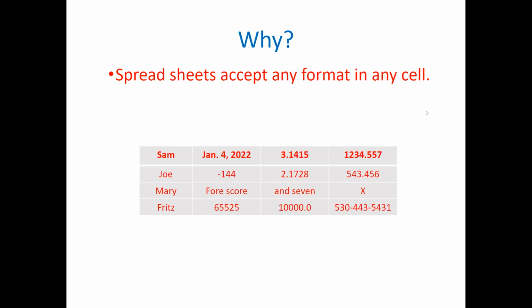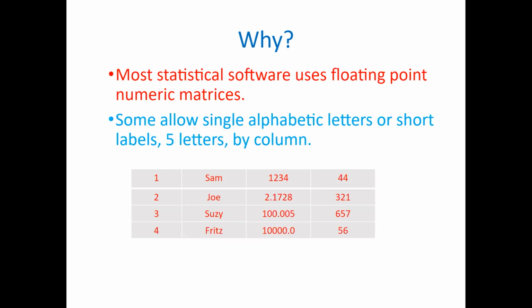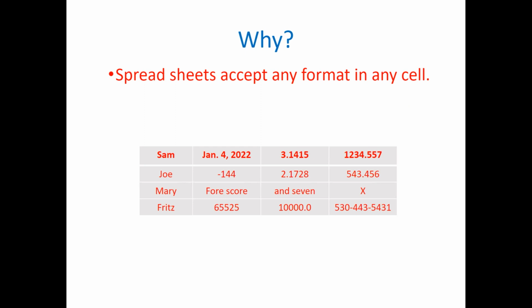Occasionally, some of them will allow you to put an alphanumeric or alpha in a column. Some of them will only let you do one letter. Some will let you do a fixed 5-letter header, a 5-letter abbreviation. Very limited. But on the other hand, spreadsheets will accept any format in any cell. This is the total opposite of that. In this example here, there are names, dates, numbers, and text mixed in, with a phone number in the bottom right. So that's your typical spreadsheet representation.